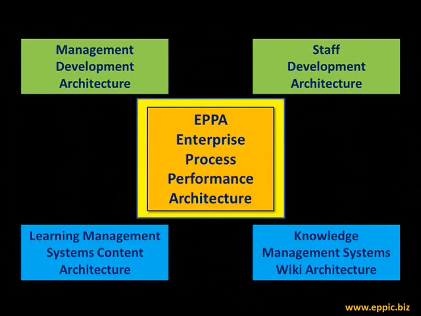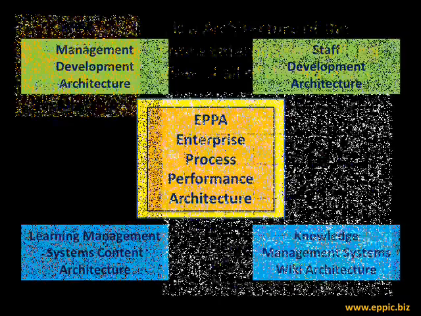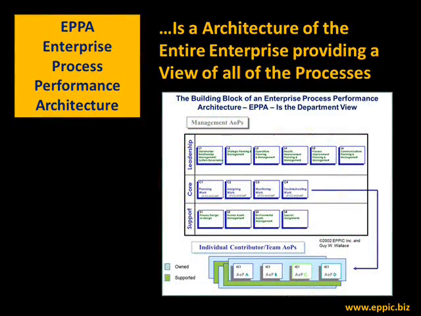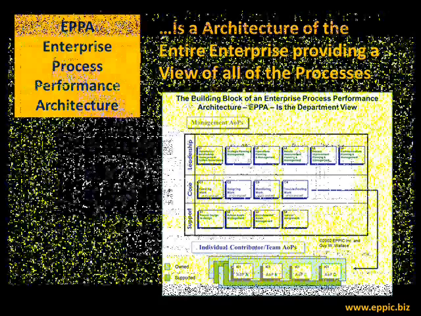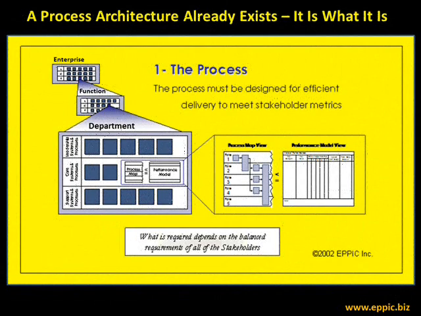First, let's look at the EPPA. It is an architecture of the entire enterprise and all of its processes. It is a scalable architecture in that it can ramp up and down from the department up to the functional levels and up to the division or business units all the way up to the enterprise.